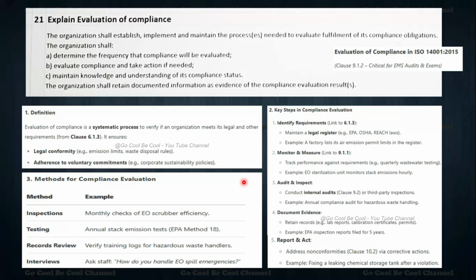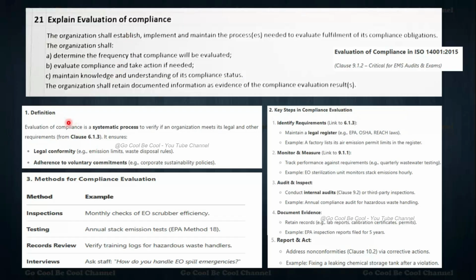21st question: Explain evaluation of compliance. How do you evaluate? Please understand, evaluation of compliance in ISO 14001 is 9.1.2, critical for the EMS audit examination. The organization shall establish, implement, and then maintain processes needed to evaluate fulfillment of its compliance obligations. The organization shall determine the frequency of that compliance evaluation and everything. Here also we can read it out.